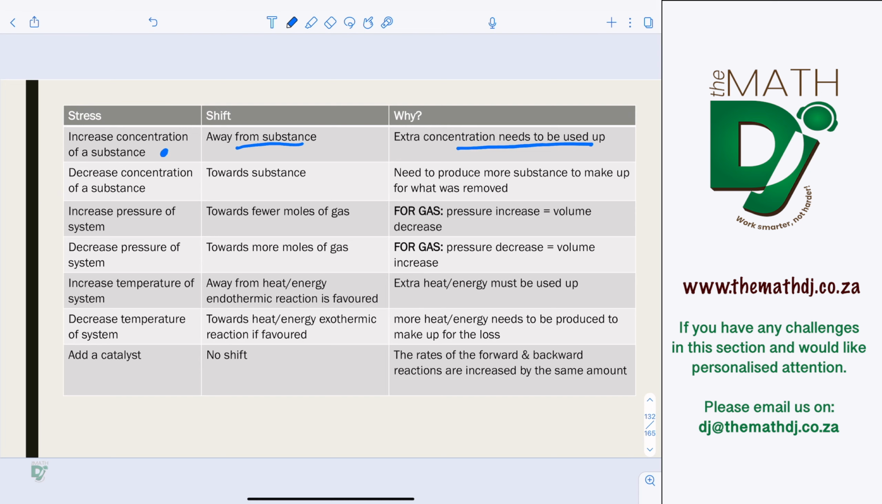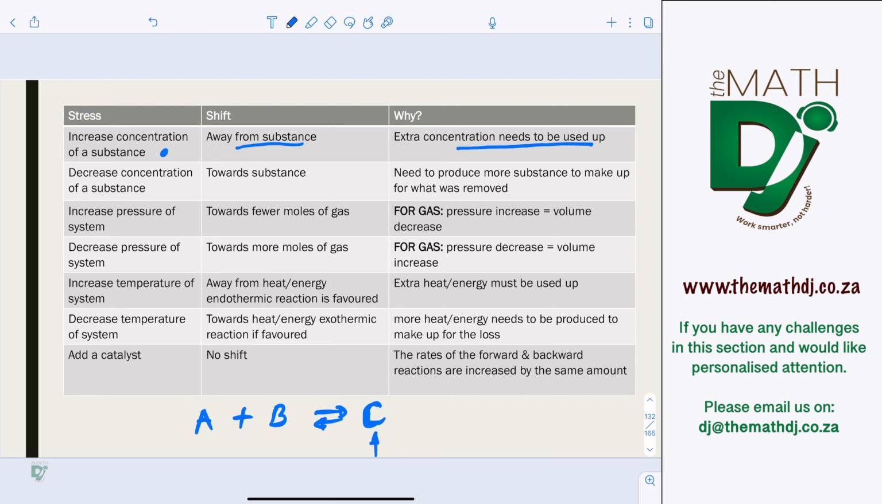Okay, so let's give an example. A plus B is in equilibrium with C. Remember, it's a balanced equilibrium. When the system is at equilibrium, if we increase C, the system will shift towards the reverse reaction, the backward reaction, in order to reduce the concentration of C. So that's what we mean.